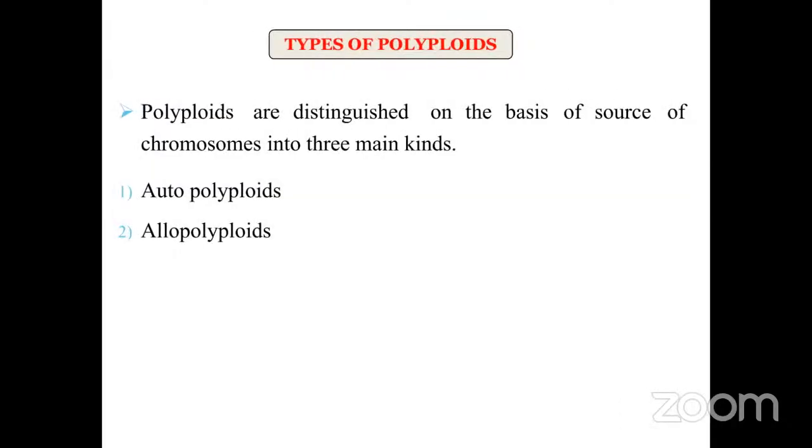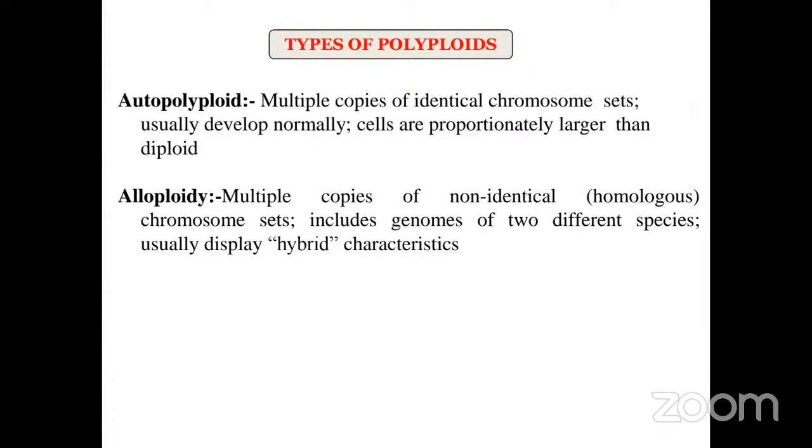Types of polyploid: right now we are looking only at the euploids. We have not touched the aneuploids. Polyploids are distinguished on the basis of the source of chromosomes into two main kinds, allopolyploids and autopolyploids. Autopolyploids mean multiple copies of an identical chromosome set, usually developed normally. Allopolyploid means multiple copies of a non-identical chromosome set.